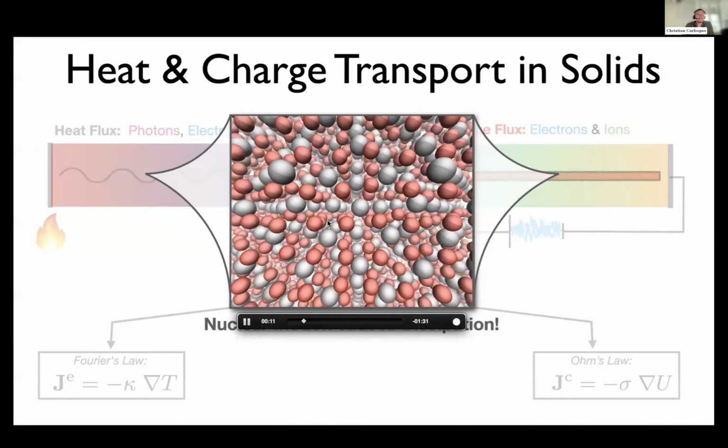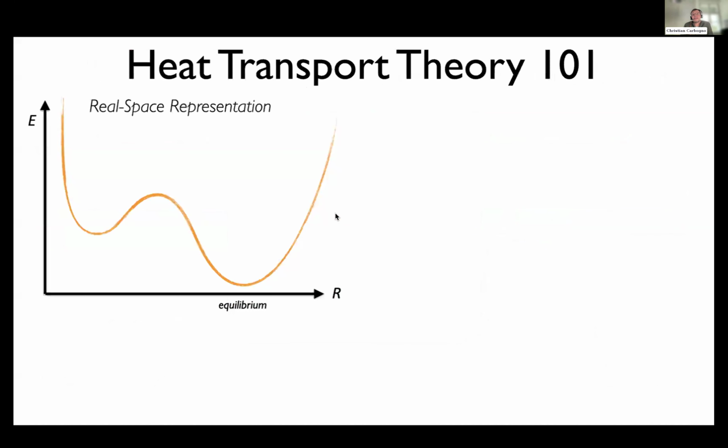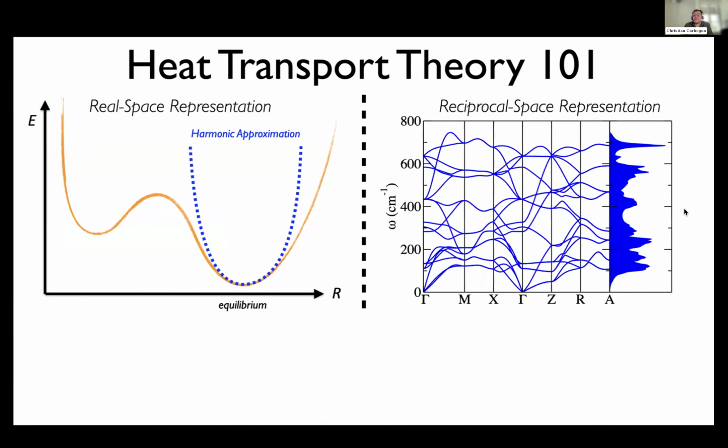So to understand nuclear dynamics in solids, one typically starts with this kind of picture. One has a real space representation of the potential energy surface for the nuclei with a certain equilibrium. And then one expands the potential energy surface around equilibrium in a harmonic approximation, in a second order Taylor expansion. This gives rise to the concept of phonons, this nice phonon band structure in reciprocal space. And this is an extremely successful, extremely elegant and extremely numerically efficient approximation because we're dealing with decoupled modes that allows us to deal with these modes separately.